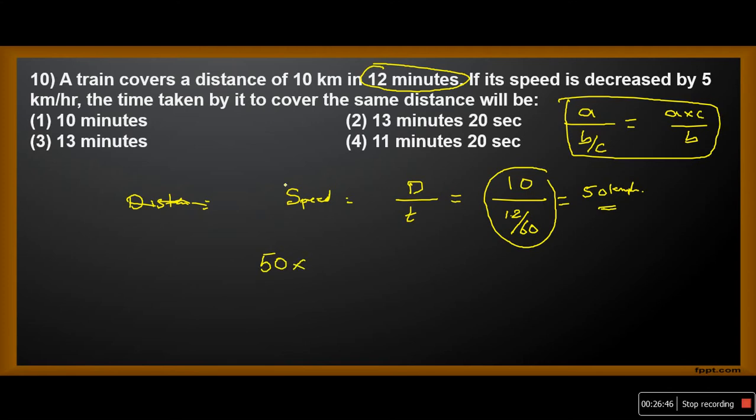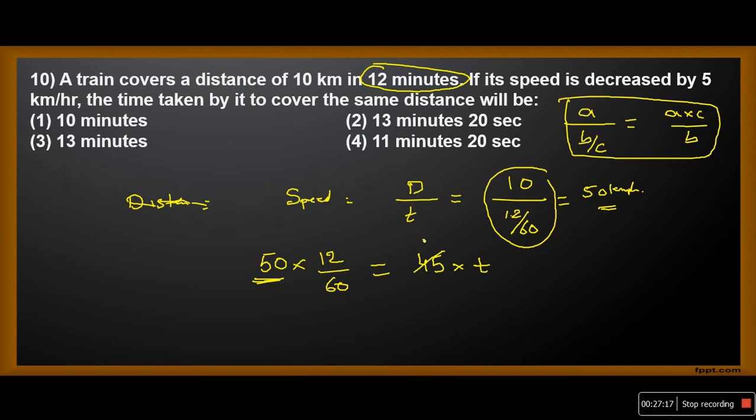The time taken is given as 12 minutes. I am converting to hours, so 12 by 60. If its speed is decreased by 5 km per hour, initially he is traveling at 50 km per hour. Now he is decreasing his speed by 5 km per hour. So 50 minus 5, the new speed will become 45 km per hour. The time taken will be t, I have to find the value of t.